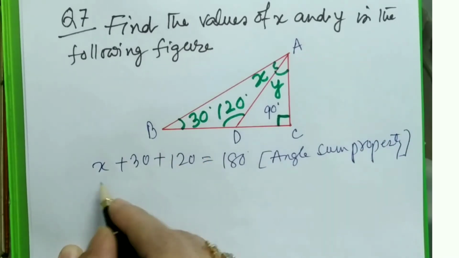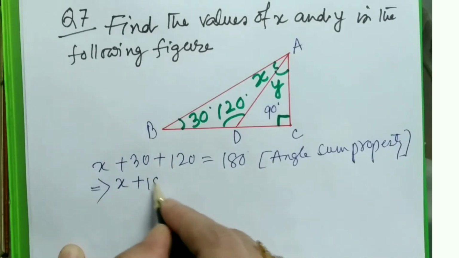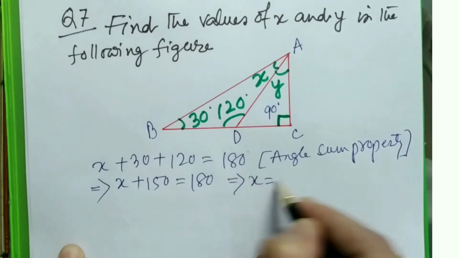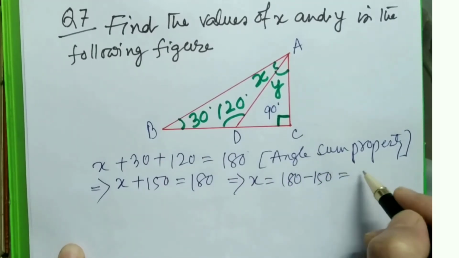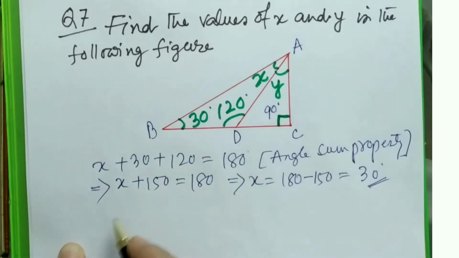Sum of three angles is equal to 180. Implies x plus 120 plus 30, 150, is equal to 180. Implies x is equal to 180 minus 150, which is equal to 30. So the value of x we have found.